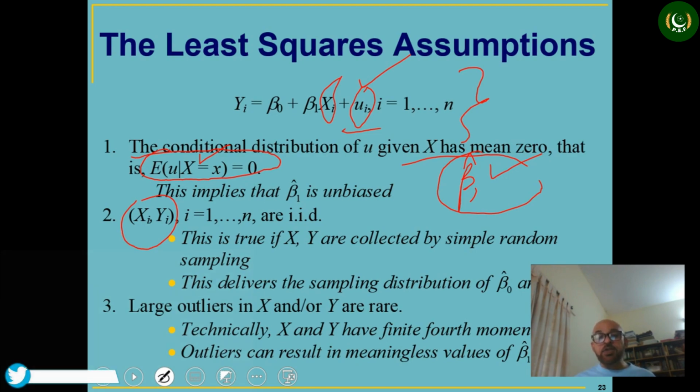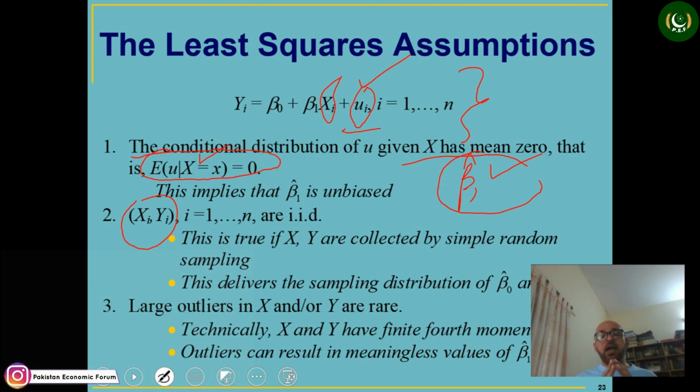And identically distributed: if we have male and female both in the class, then you don't have homogeneity. So homoscedastic means identically distributed. Heteroscedasticity means they are not identically distributed. More on this in coming lectures.